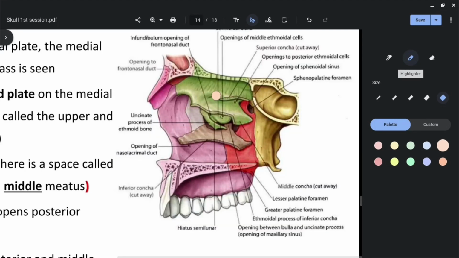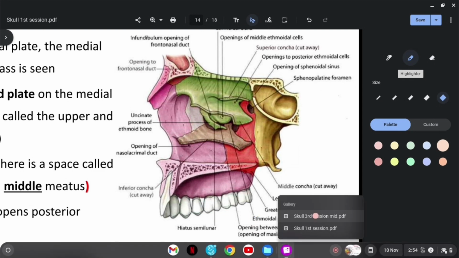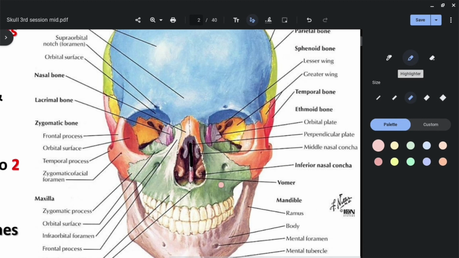Now I would like to talk about the nasal conchas. We have three nasal conchas: superior, middle, and inferior. But only the superior and middle nasal conchas are part of the ethmoid labyrinth or lateral masses. To see this clearly, we move to the interior portion of the skull, here in the anterior portion of the skull.